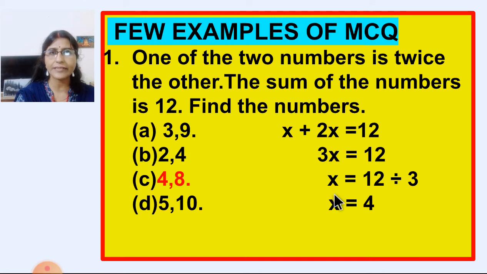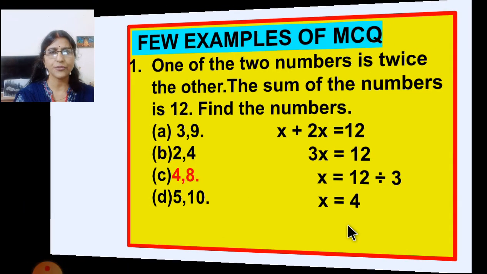Directly you can write x. And this 12 also will be divided by 3. So you will get 4. So one number we got as 4. So the other one will be twice. So 2 into 4, 2 4s are 8. So you can see this is the correct answer. So this way you will find out the right option.